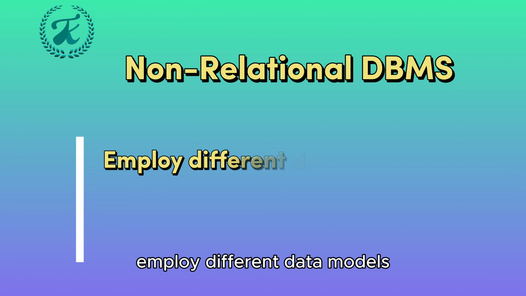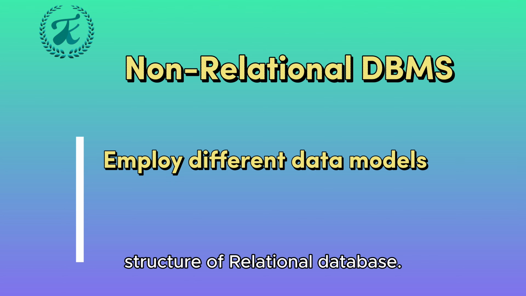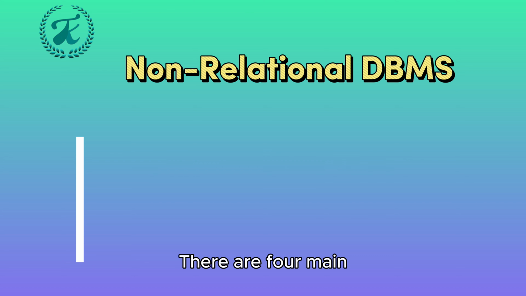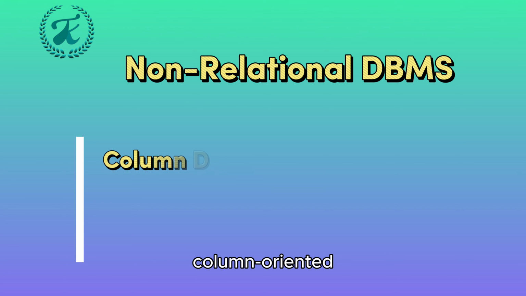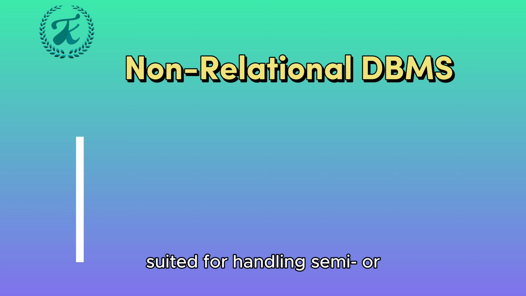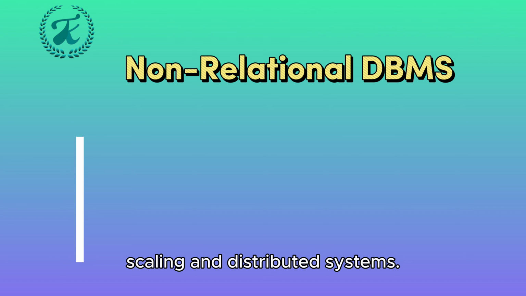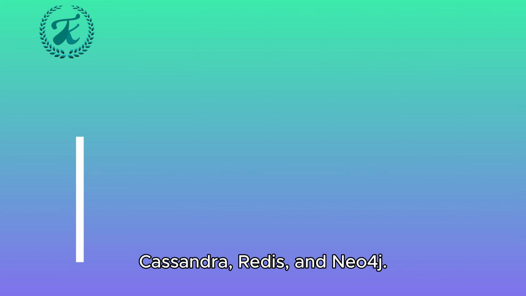Non-relational databases employ different data models that deviate from the traditional rows and columns structure of relational databases. There are four main types of non-relational databases: document databases, key-value stores, column-oriented databases, and graph databases. These databases are better suited for handling semi- or unstructured data, offering flexible schemas and supporting massive data volumes through horizontal scaling and distributed systems. Examples of non-relational databases include MongoDB, Cassandra, Redis, and Neo4j.